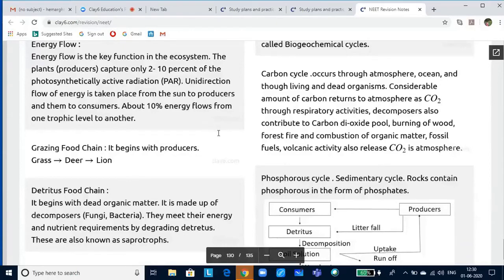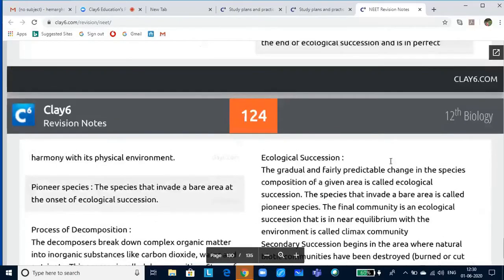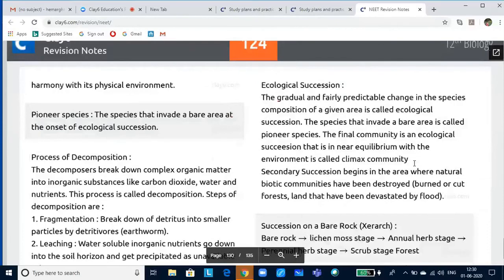Detritus food chain will begin with dead organic matter. It is made up of decomposers like bacteria and fungi. They meet their energy and nutrient requirements by degrading the detritus, and it is also known as the saprophytic food chain.